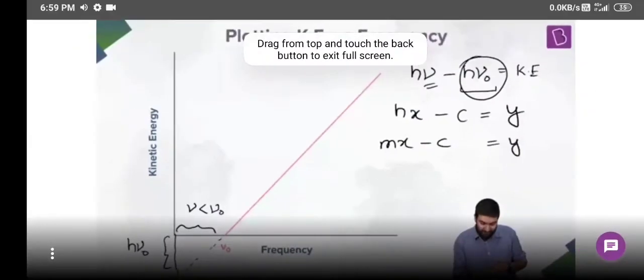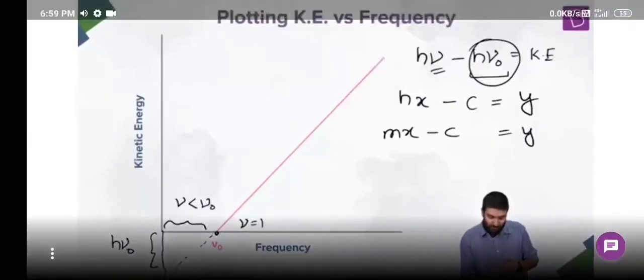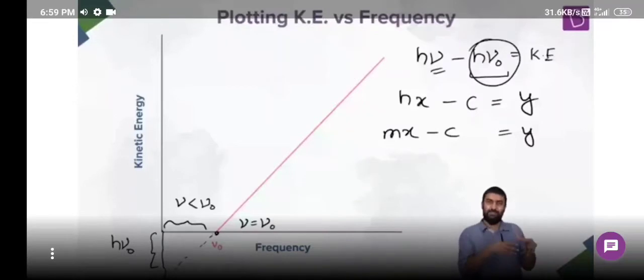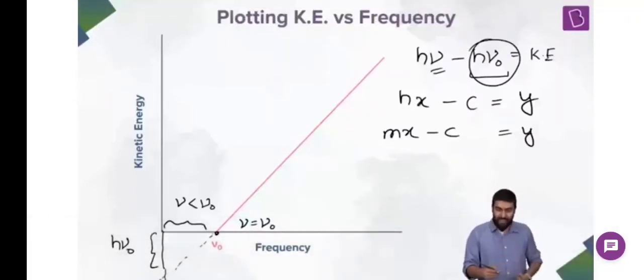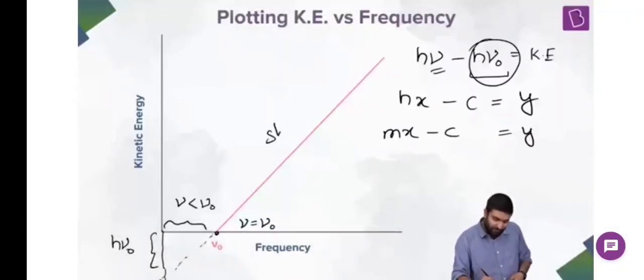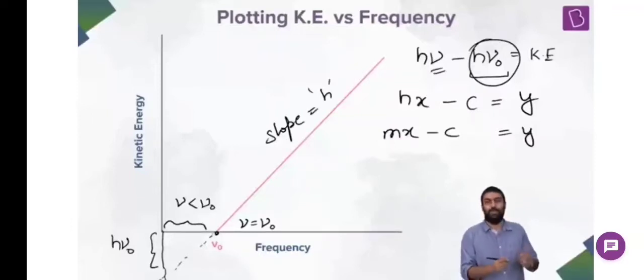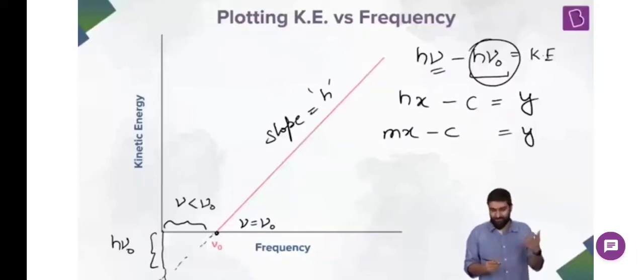Think about it. This is the part where the frequency is less than the threshold frequency. We do not have emission. We do not have electrons. So we cannot talk about the kinetic energy of the electron. So we do not plot that part here. Obviously, this is nu equals nu naught. The incident frequency is equal to the threshold frequency. And beyond that, you have a constant slope. You have a straight line with a slope value of Planck's constant. Okay, so this is what we have.